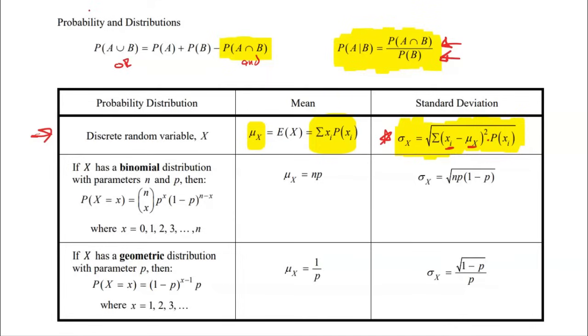All right, next up we have the binomial distribution. This is very, very common on the AP exam, so make sure you understand this. This is when we are given a set number of trials and we're trying to find the probability of X successes.